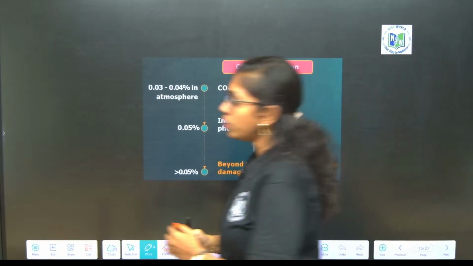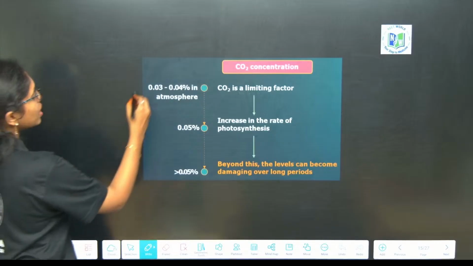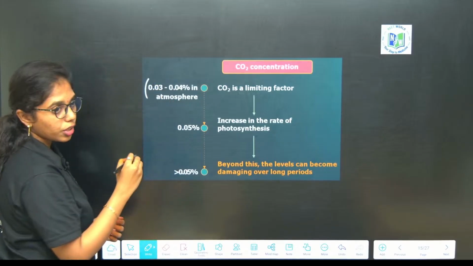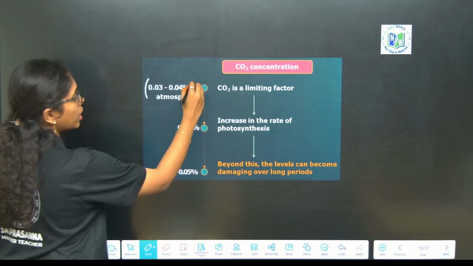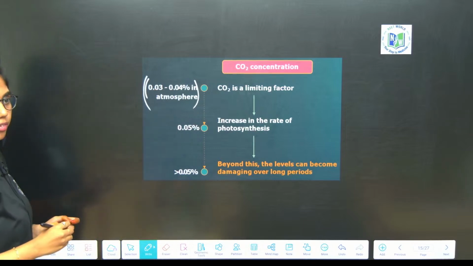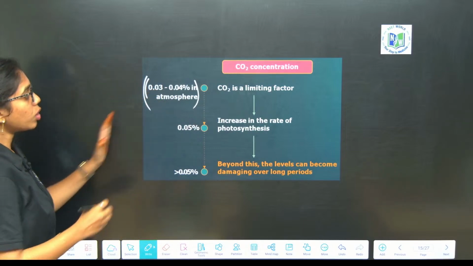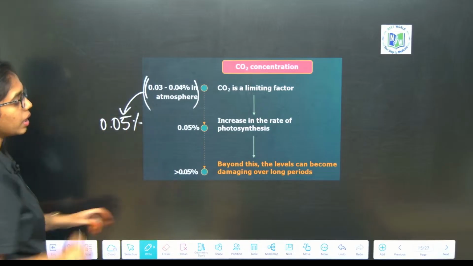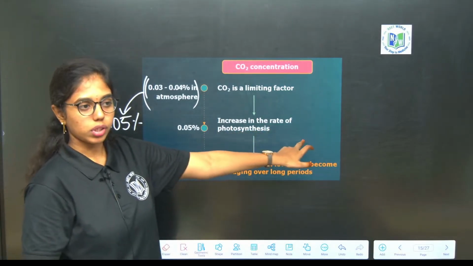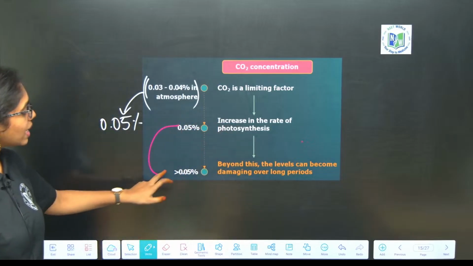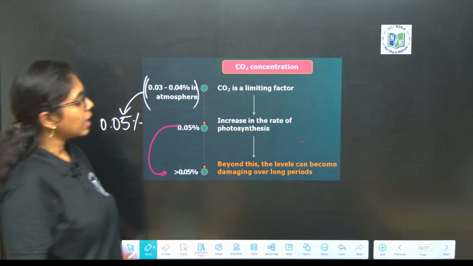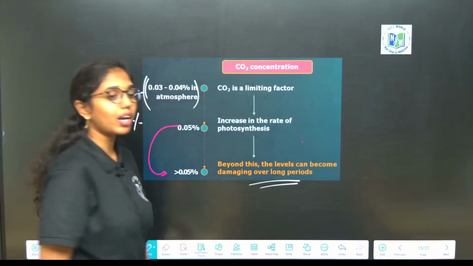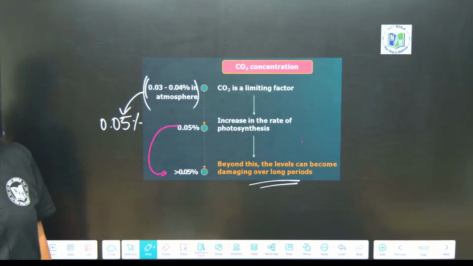Next, carbon dioxide concentration. As I told you, carbon dioxide concentration is just how much? 0.03 to 0.04% in the atmosphere. Fine. If CO2 is increased up to 0.05%, then it will increase the rate of photosynthesis. Increase more than 0.05, beyond this the levels can become damaging for longer periods. Understood?